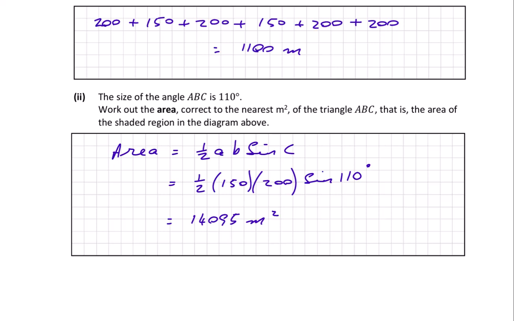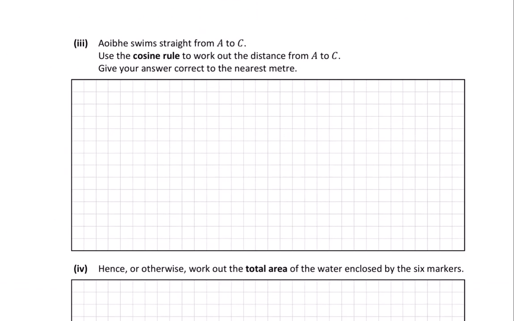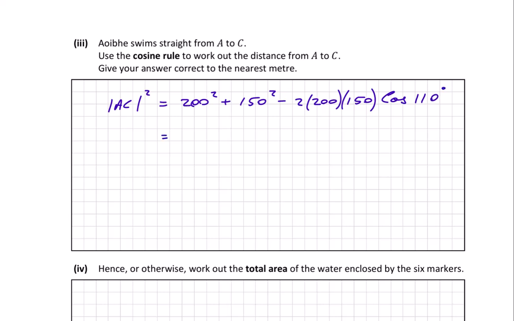So let's just write that out. It's going to be the distance from A to C, which we've got to square, and it's equal to the two sides squared, so it's 200 squared plus 150 squared, minus twice the two sides multiplied, so 200 times 150, and then we've got to get the cosine of the angle between those, which was 110 degrees. So you just have to work through all of that. If you do these two first, you'll get 62500.